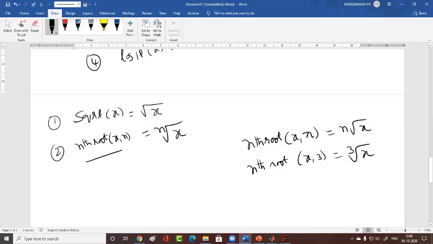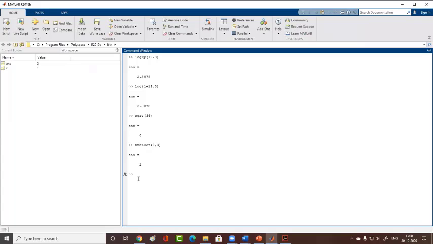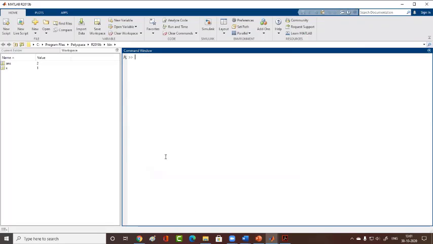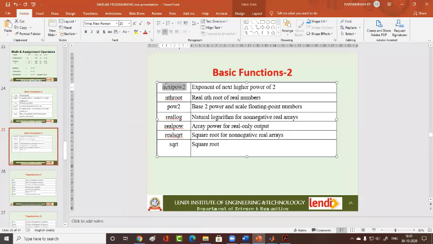Suppose you want to know about this function, very simple: help nthroot. Type this and you will get the help. You will instantly get the syntax and everything. Just simply type help, then write nthroot. You will get the information.